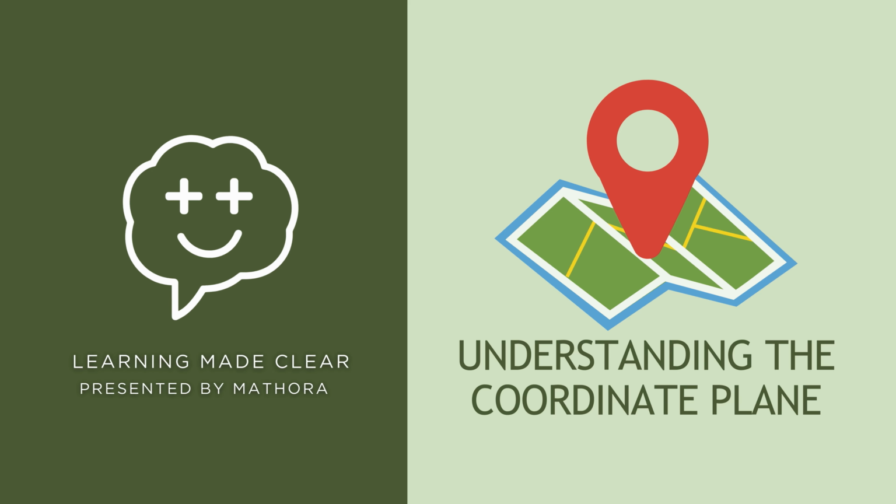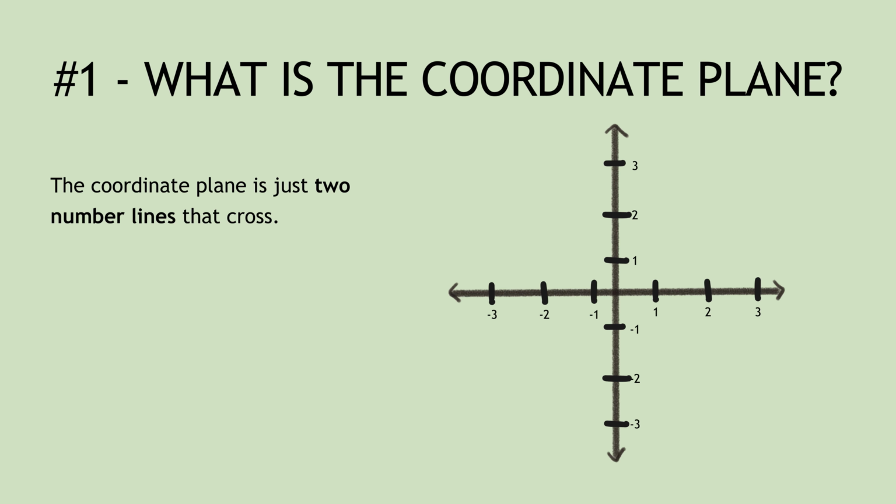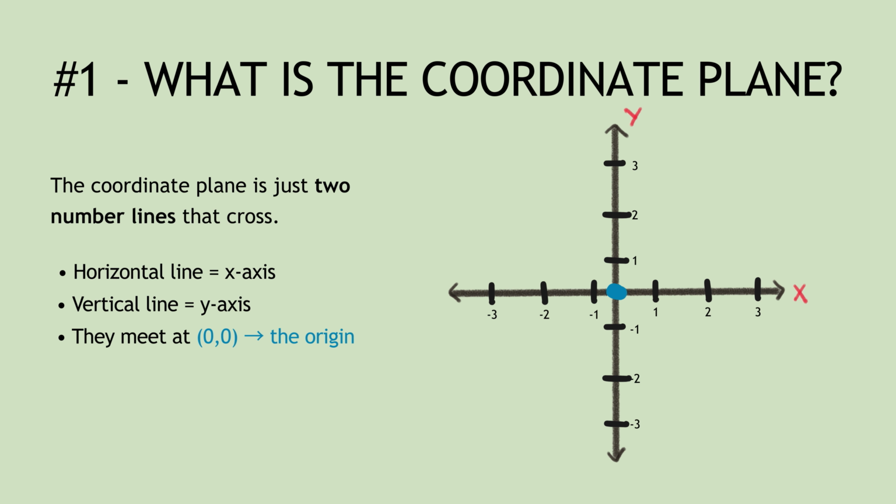Today, we're going to be understanding the coordinate plane. Let's get into it. So number one, what is the coordinate plane? Well, the coordinate plane is just two number lines that cross. We have the horizontal line called our x-axis, and we have the vertical line called our y-axis. And notice they meet at the point 0, 0, and that's called our origin.